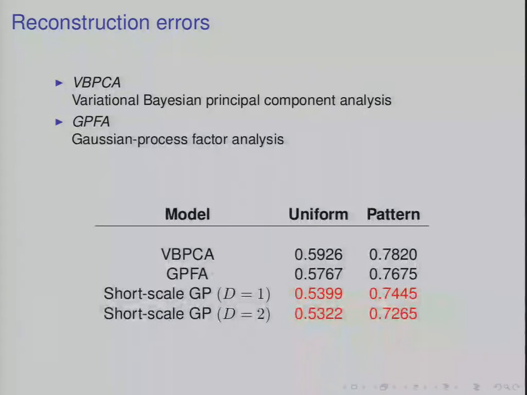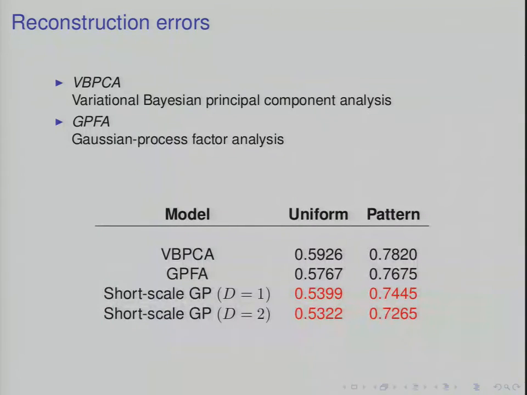And we compare to principal component analysis and then to Gaussian process factor analysis, which is basically just PCA, but you put Gaussian process priors over the factors. So for the uniform case, we had two short scale Gaussian processes. The first one used only one covariance function, like one length scale. The other one was a sum of two covariance functions, modeling two different length scales.